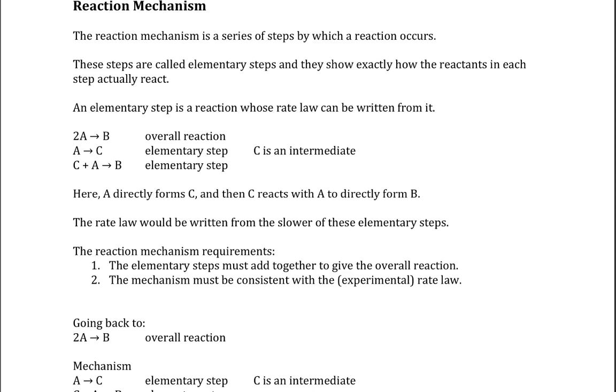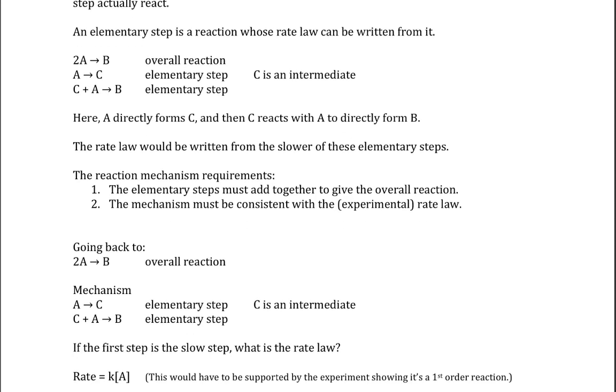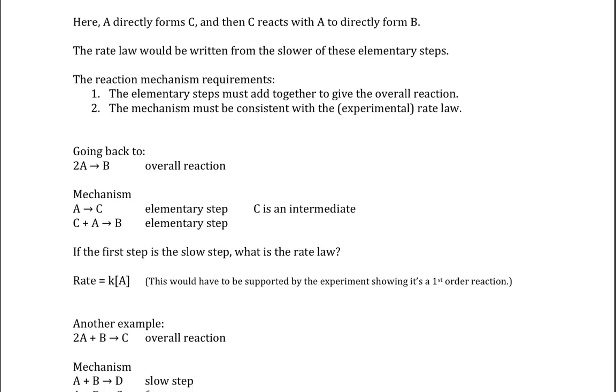Whichever is the slower of the two is going to basically be the rate limiter. It's going to be the rate determiner of the overall rate of the reaction. So one of those two steps is slower, and it's going to be the one that determines the rate. We will come back to the reaction mechanism in a moment.